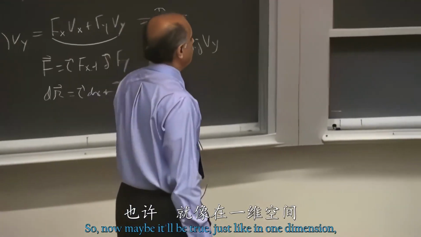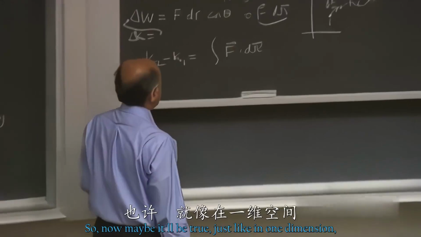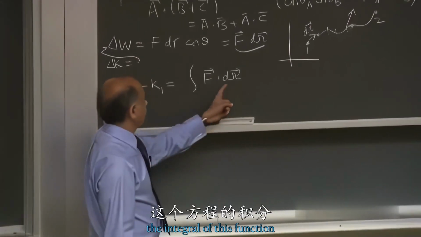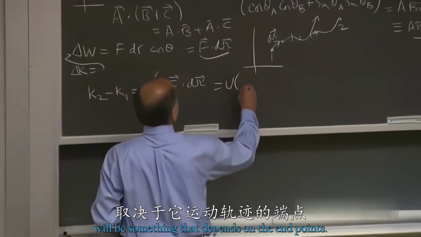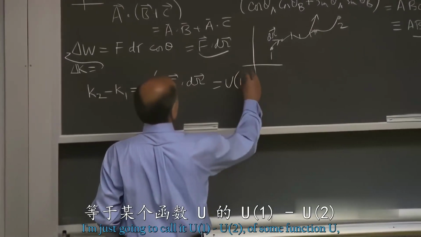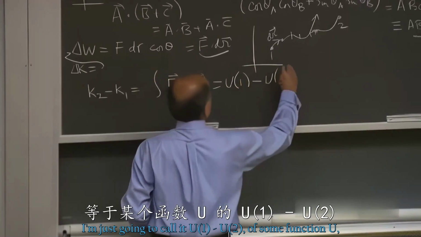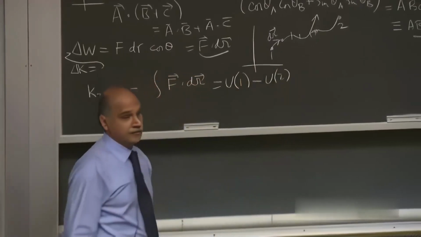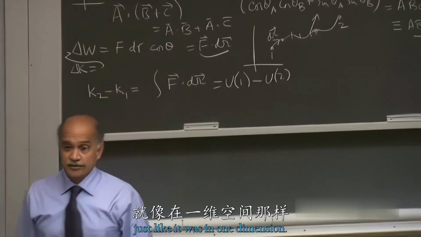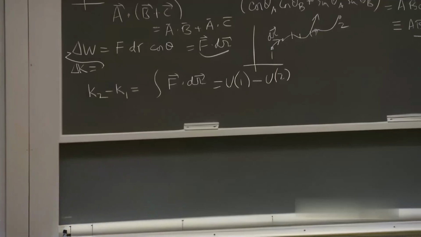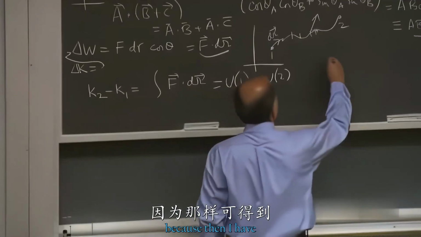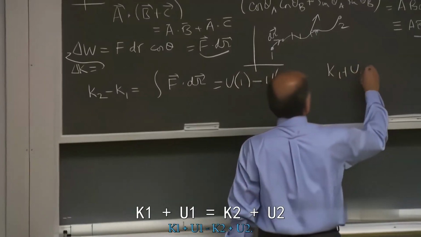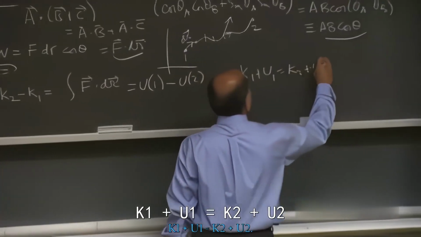So now maybe it will be true, just like in 1 dimension, that the integral of this function will be something that depends on the endpoints. I'm just going to call it u1 minus u2 of some function u, just like it was in 1 dimension. If that is true, then my job is done, because then I have k1 plus u1 is k2 plus u2.